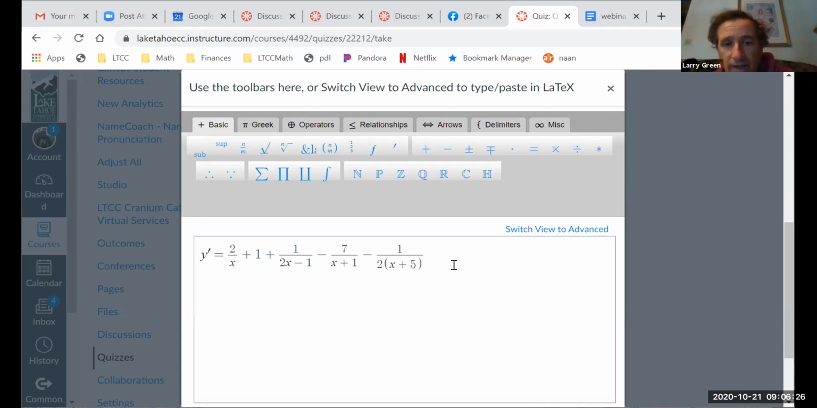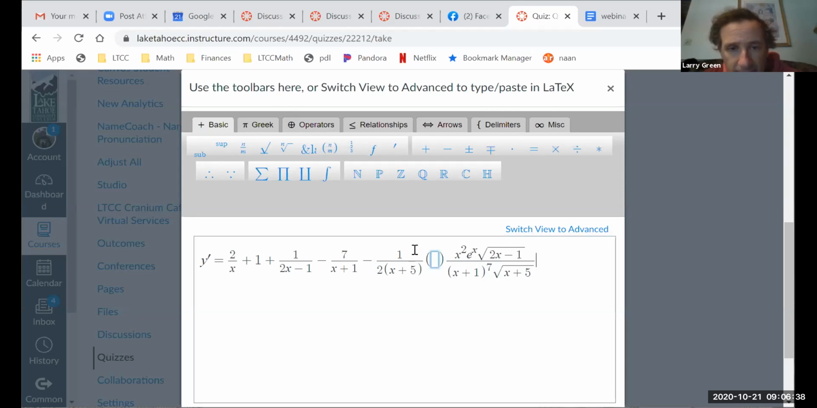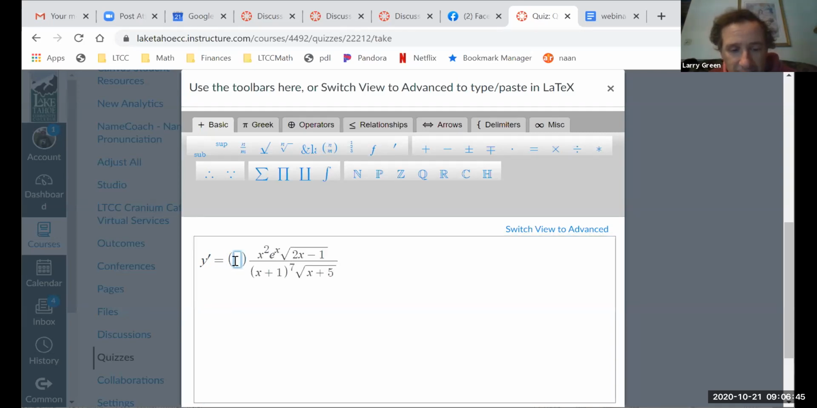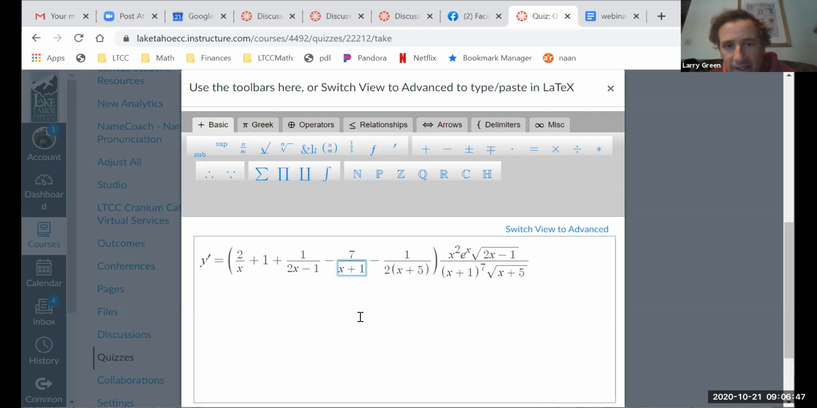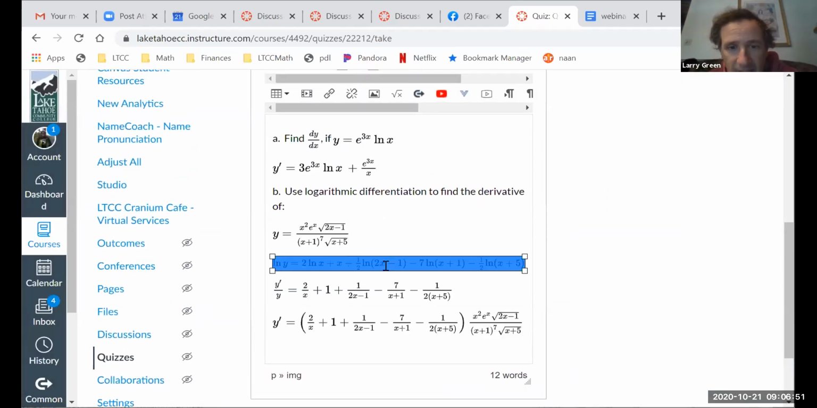Okay, so what I'm gonna do is I'm gonna multiply by the y. That's why I copied and pasted before. And now just to make it pretty, I have to take this guy and put it in the parentheses. And there's the answer.